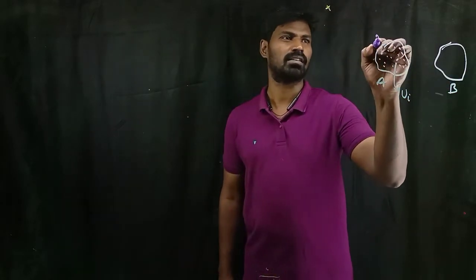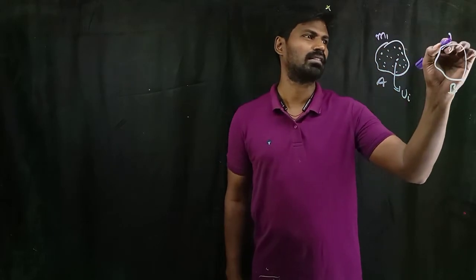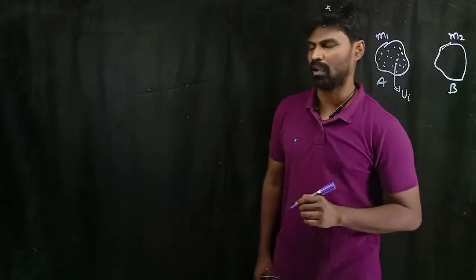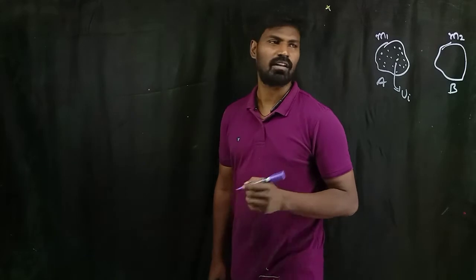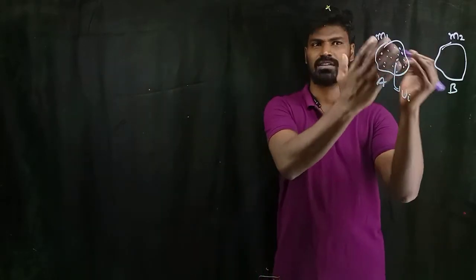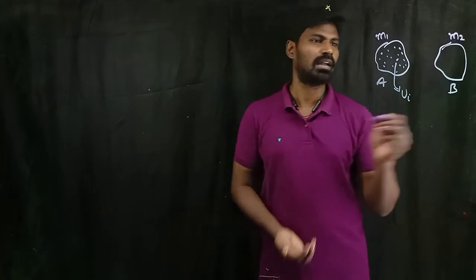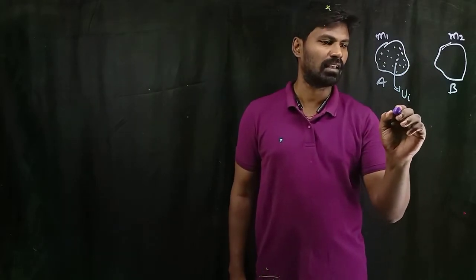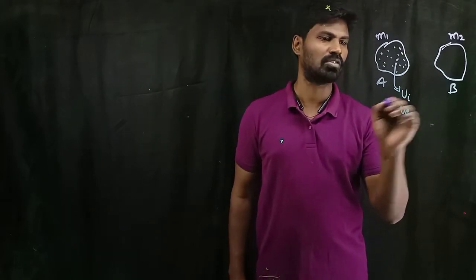Instead of that, if body A is interacting with another body B, for example, if you take a body of mass m1 and another body of mass m2, according to Newton's universal law of gravitation, these two will attract each other. By virtue of this interaction, they possess some energy. That energy, I call it external potential energy.